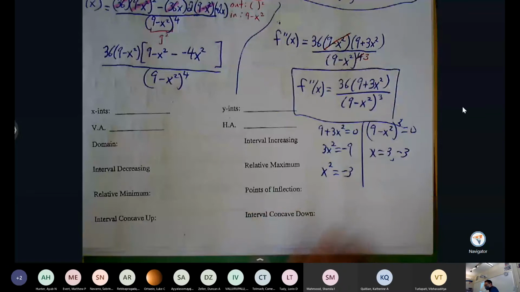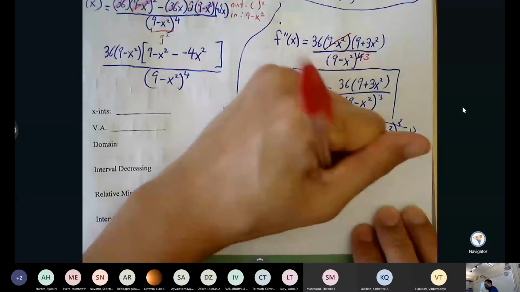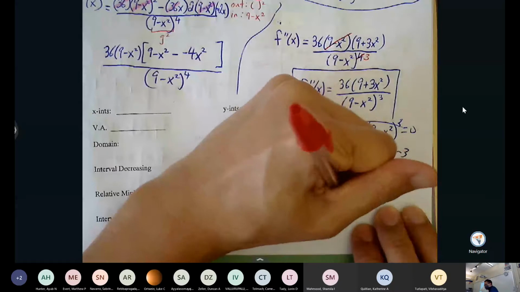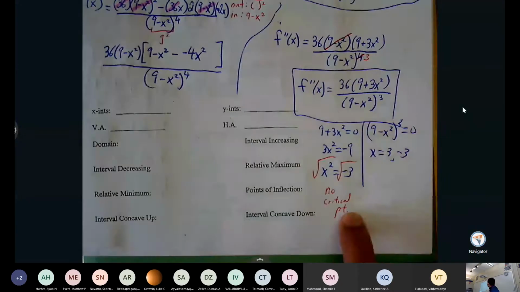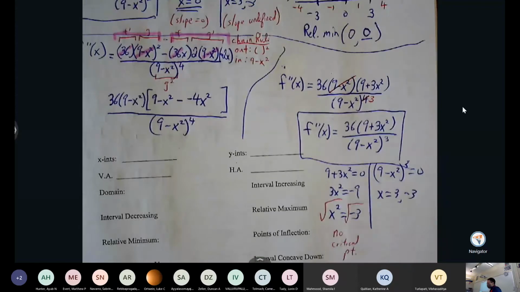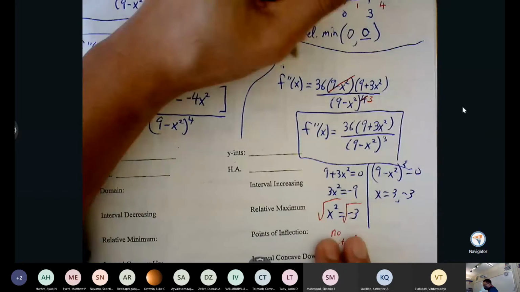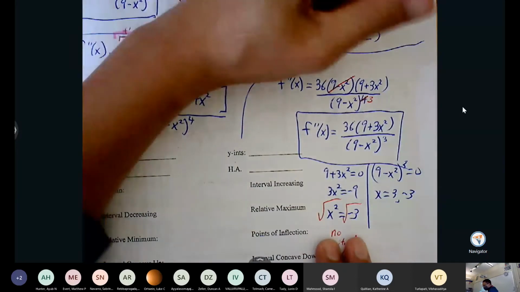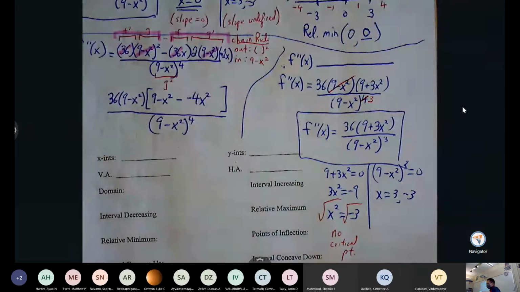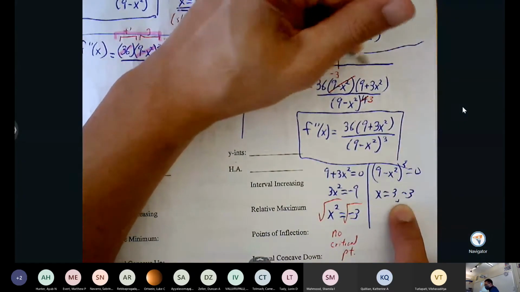What do you notice? Is that a real number? So no real number, that means there's no critical point here, or no solution here, at least not from the numerator. We still have 3 and -3, so we'll place that onto a second derivative sign line. I'm going to put that up here so we can have it next to the f prime sign line. So 3 and -3, no 0, right? Just -3 and 3.